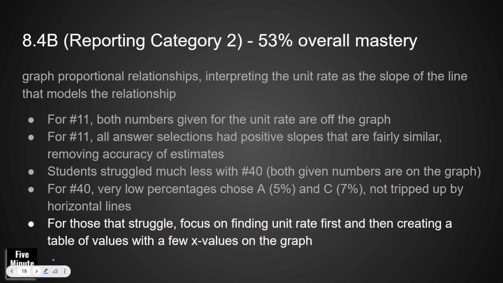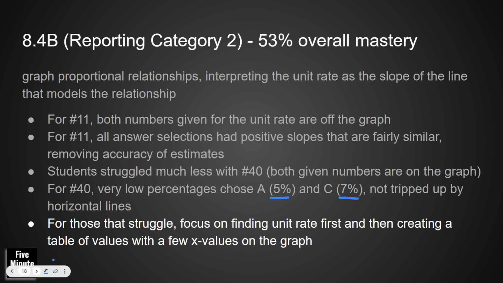And for number 40, very low percentages chose A and C. They're not tripped up by the horizontal line. Even though that might seem like something that's kind of statistical noise, those horizontal lines didn't really mess us up. Students were looking for slopes that were not horizontal. So that's good. So for those that struggle, focus on finding the unit rate first.